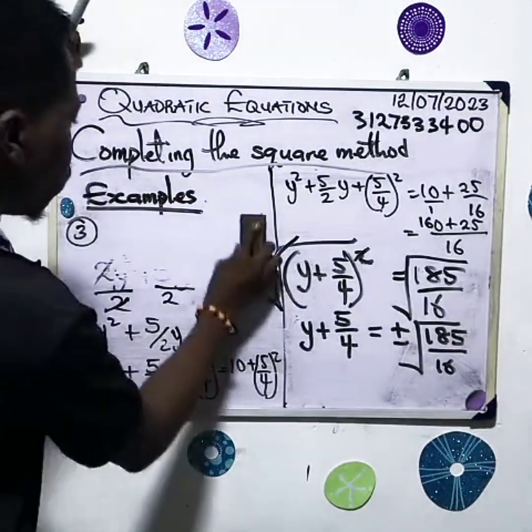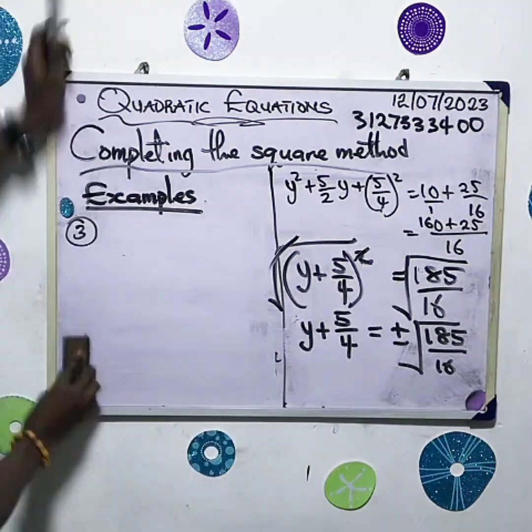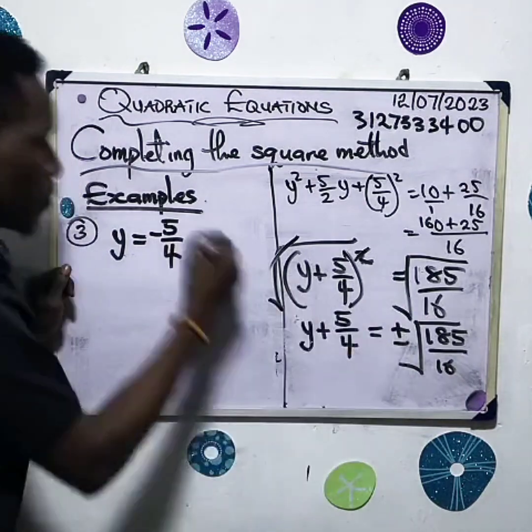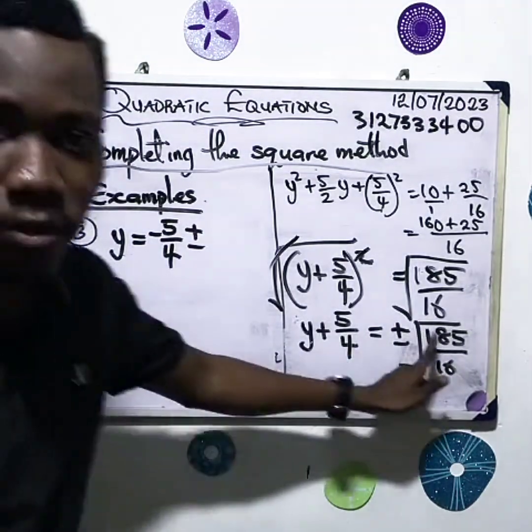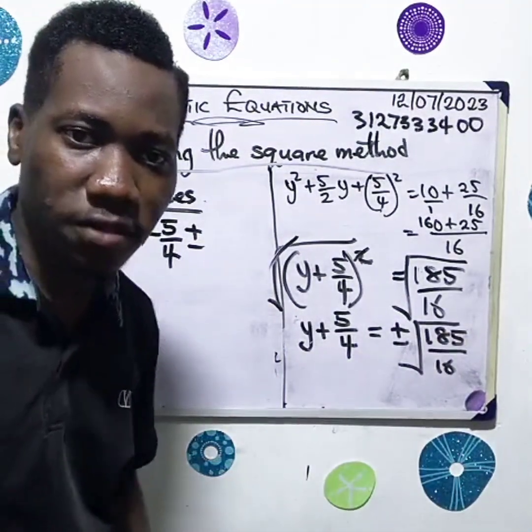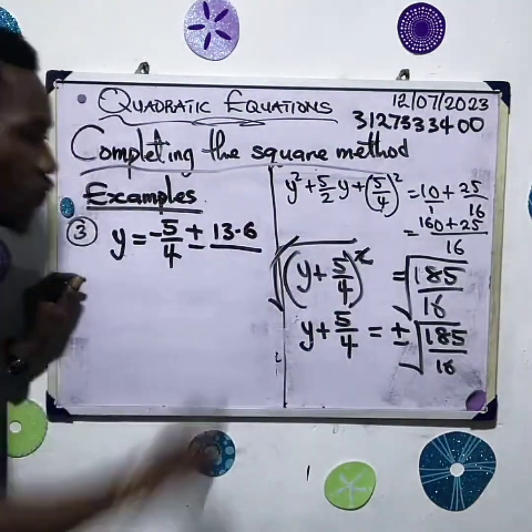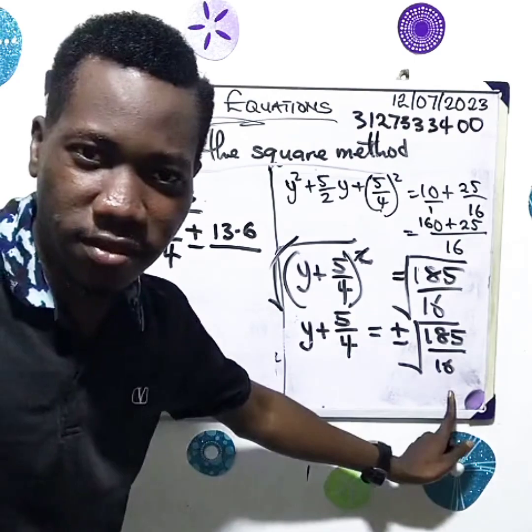The next thing we want to do is to move this 5/4 over, because we need the value of y. So we're going to move 5/4 over to get minus 5/4 plus or minus the square root of 185. What's the square root of 185, please? Well, it says 13.6. Thank you. So 13.6 over the square root of 16, which is 4.